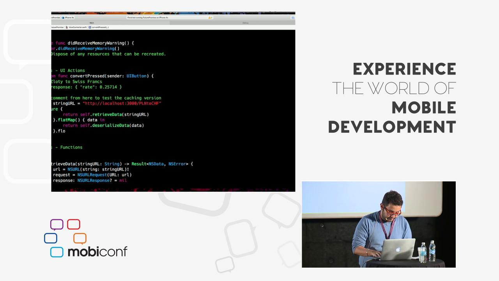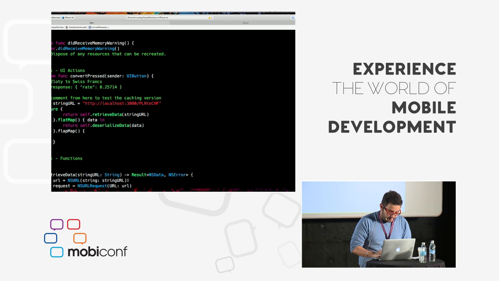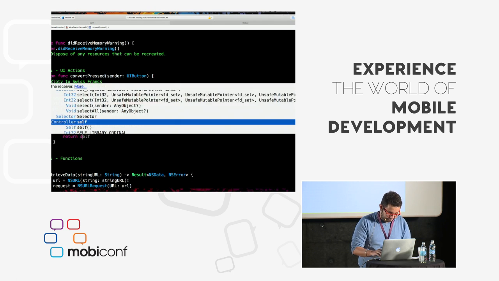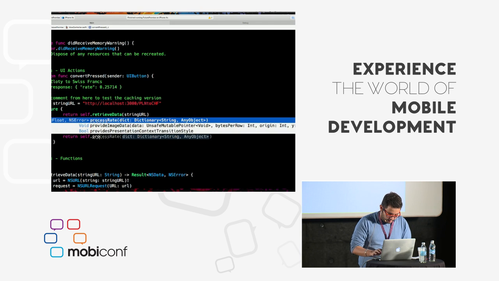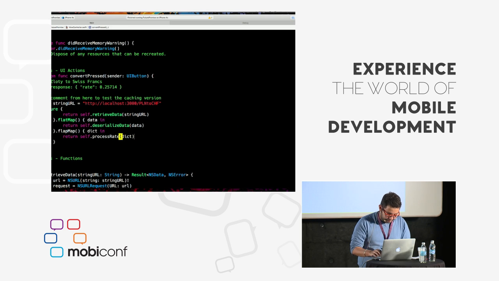Let's then combine again. I have my data, and what it returns to the deserialized data is my dictionary. So I write the process rate from the dictionary, and of course. Thank you, good catch. Thank you very much.